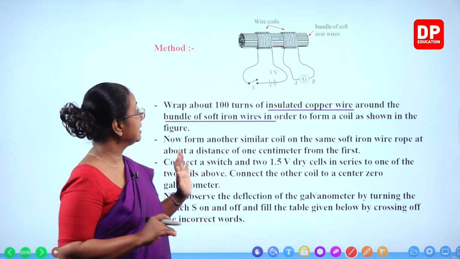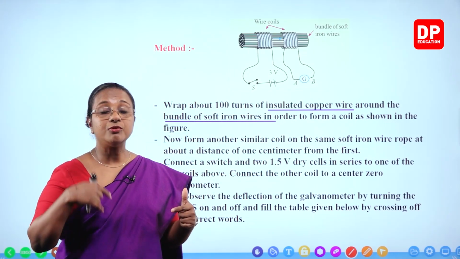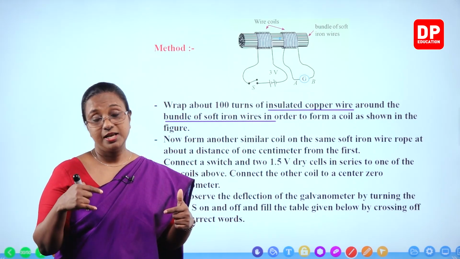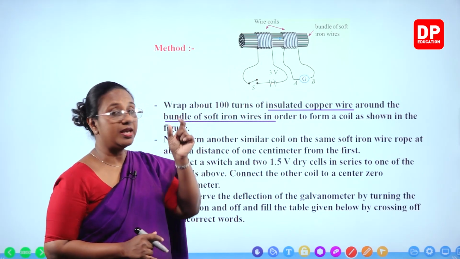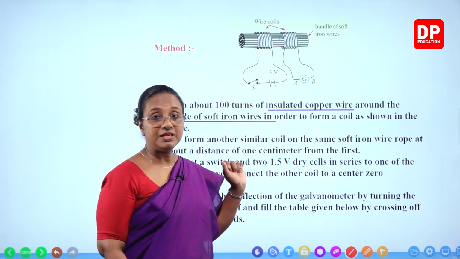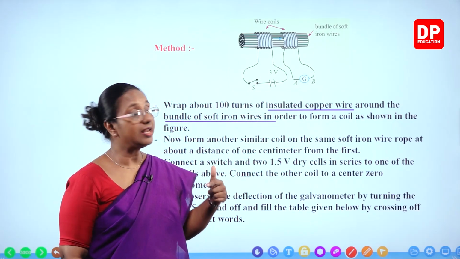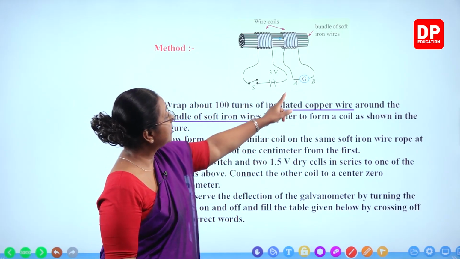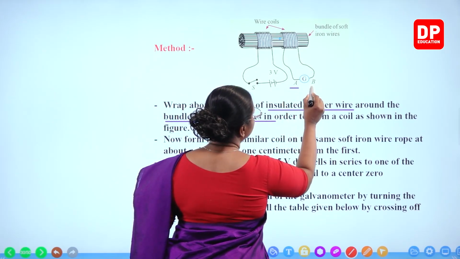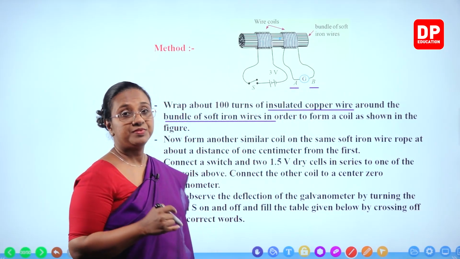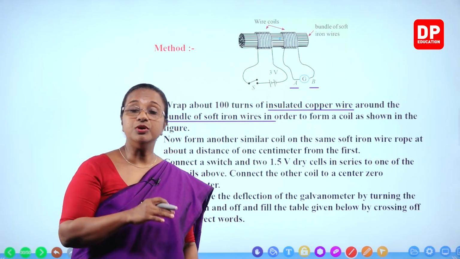So that again is a simple procedure where you make a bundle of soft iron wires. Around that you wrap a coil of insulated copper wire connected to the switch and batteries. Then there should be a space about 1 centimeter. Then you have the second wire coil, that is again copper wire coil, around the soft iron wires that is connected to the galvanometer. So here you can see the two letters A B, that is to identify the direction of current flow, A to B or B to A.